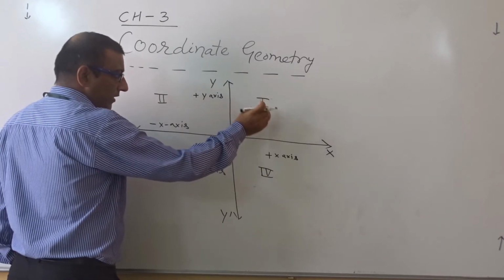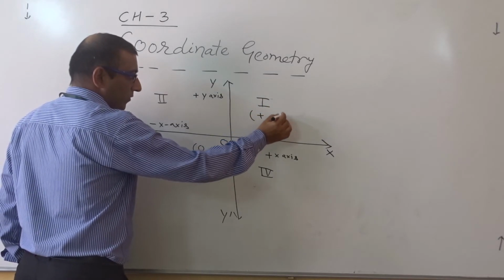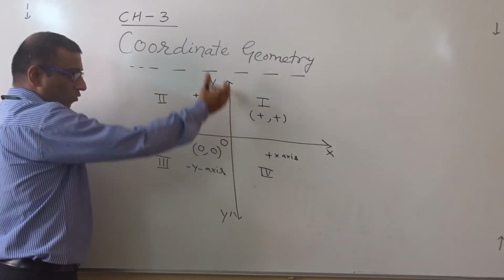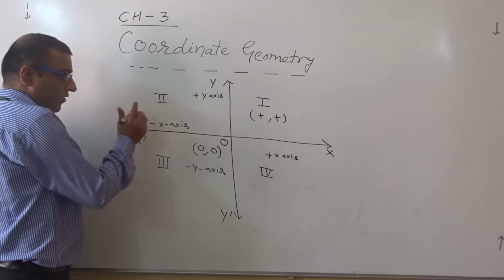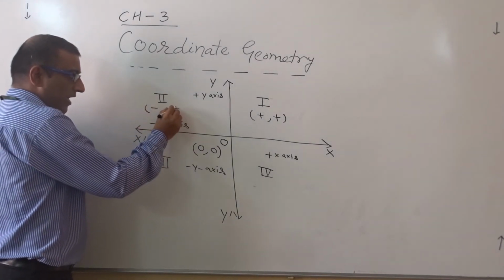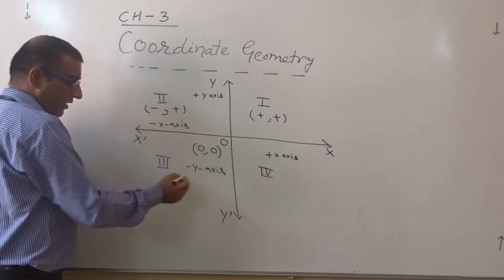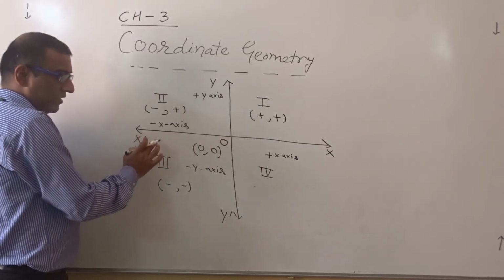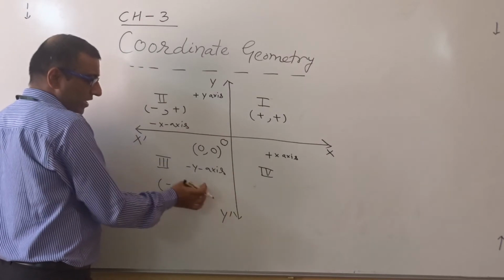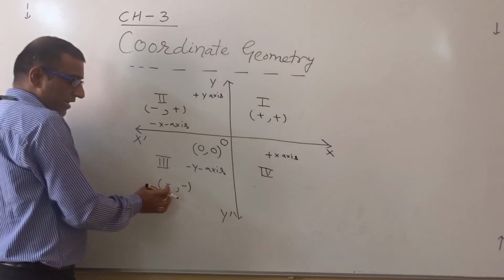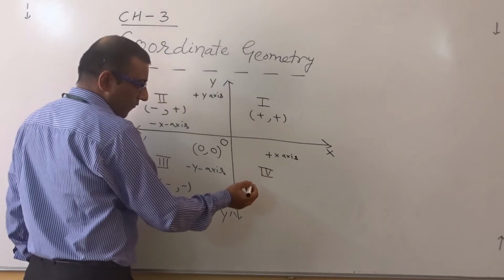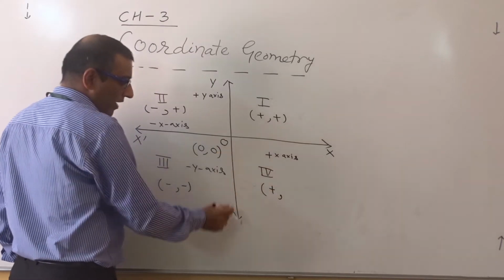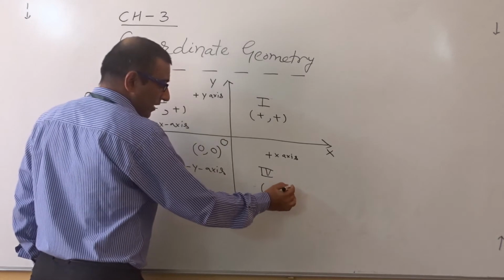So we can say in this quadrant we are using these 2 symbols: plus, comma, plus. If you see the second quadrant, it is related with OY and OX'. It means it is related with minus and plus. If you see the third quadrant, it is related with minus and minus. OX' is related with the minus x axis, OY' is related with the minus y axis. So we will write here minus, comma, minus. In the fourth quadrant, if you notice, OX is related with the positive x axis, so we will write a positive sign, and OY' is related with the negative y axis, so we will write here minus.